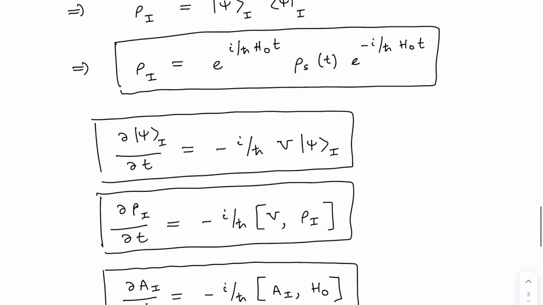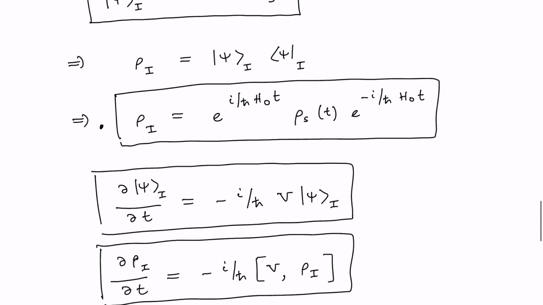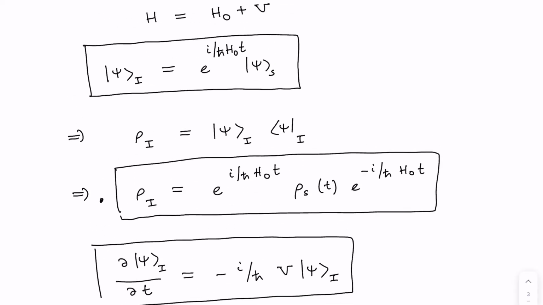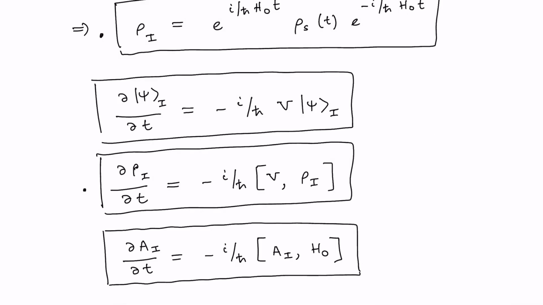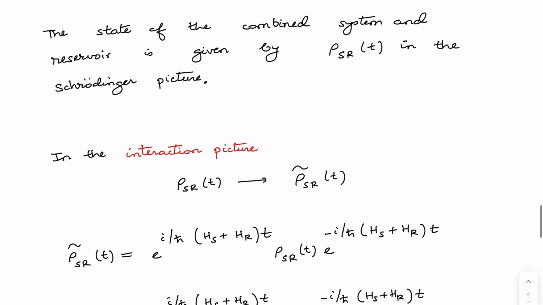In particular, please note this expression for the density operator in the interaction picture, and keep in mind how the density operator in the interaction picture evolves in time. So this equation is of importance for us, as well as this equation. As we are now aware of the interaction picture, let us write the combined state of the system plus reservoir, which is rho SR, the density matrix for the combined system and reservoir in the Schrodinger picture. Let us write it in the interaction picture.